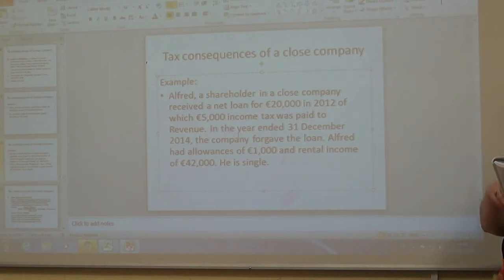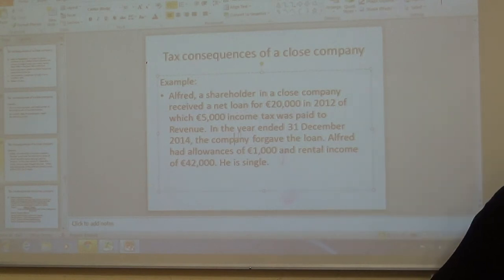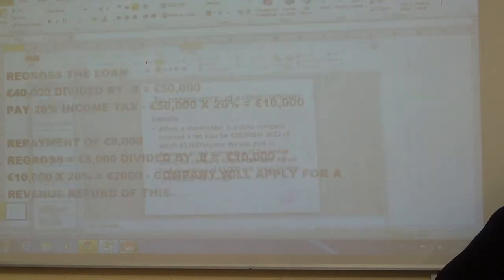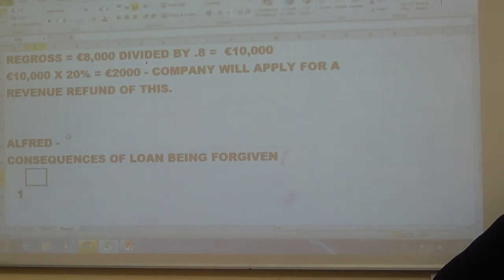Okay, so this is a loan to a participator that's not going to be repaid. So you're going to have to release the loan to the P&L account. Okay, so we'll give the consequences here. So this is Alfred. For the company first. Okay, so we're going to have to release the loan.